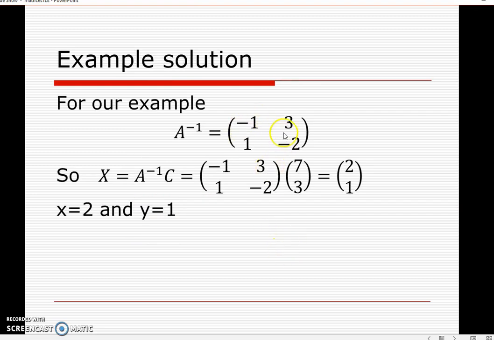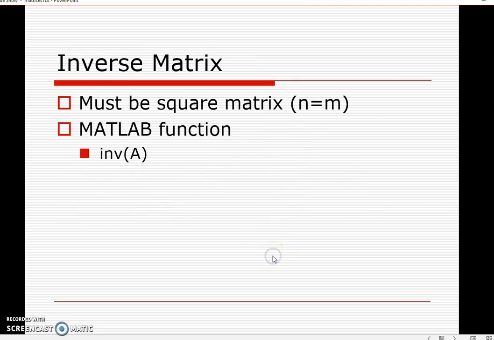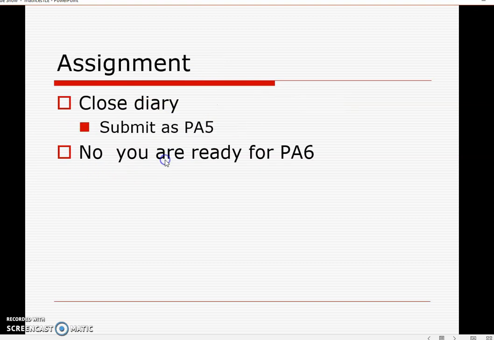So for our example, our A inverse was this. That was our C. Multiply them out and we get 2 and 1. And if you plug that back into our equations, you'll see, yes, indeed, that is the solution. The way you calculate the inverse in MATLAB of a square matrix is just inv of A. You can store it in another matrix. So that's the last thing I want you to do. That'll be PA5. You can close PA5, and now you're going to be ready for PA6.